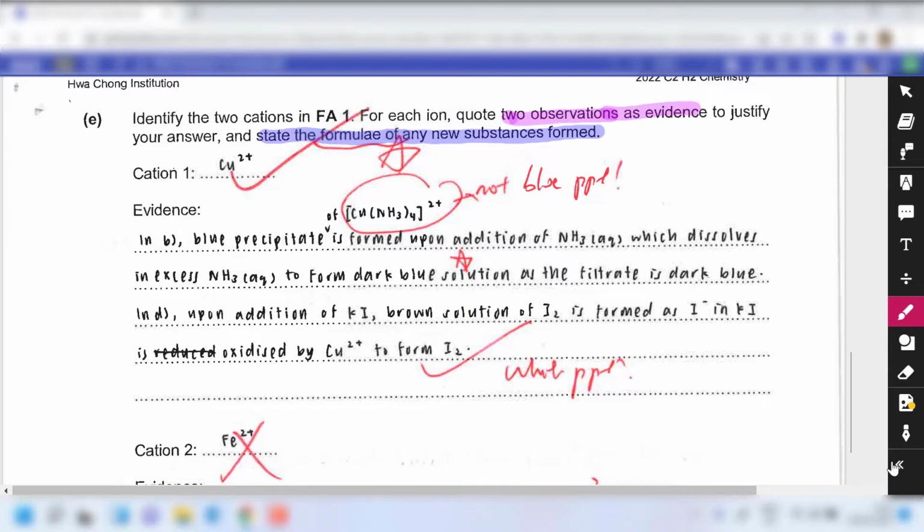It is copper 2 from various sources. Let me mention this particular portion first, the white or cream precipitate. The reaction between copper 2 and iodide giving the cream precipitate is a characteristic reaction of copper 2, so it's quite exclusive. You can quote that as one evidence and make sure you write out the formula as copper 1 iodide.